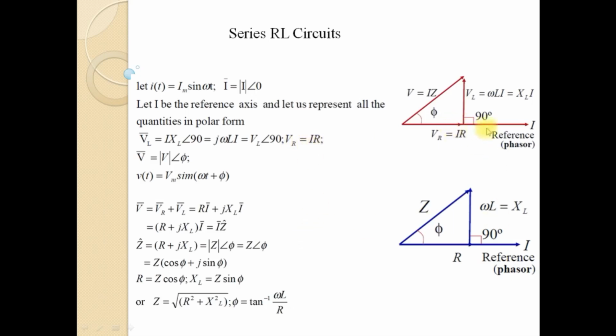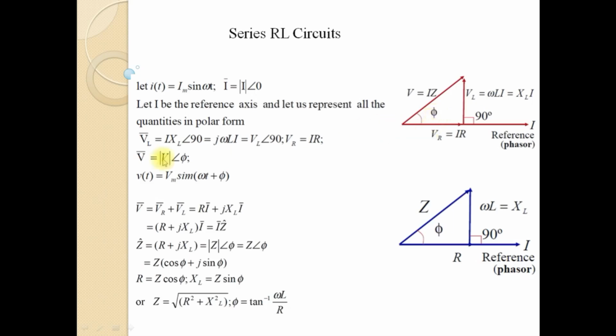From here you can see that if you consider the direction of the current as reference, the total applied voltage is leading with respect to the current phasor by an angle 5 degrees, which is less than 90 degrees. So the phasor V can be represented as magnitude of V, or the RMS value of V, angle 5, and you can see that this is plus 5, leading with respect to the current.